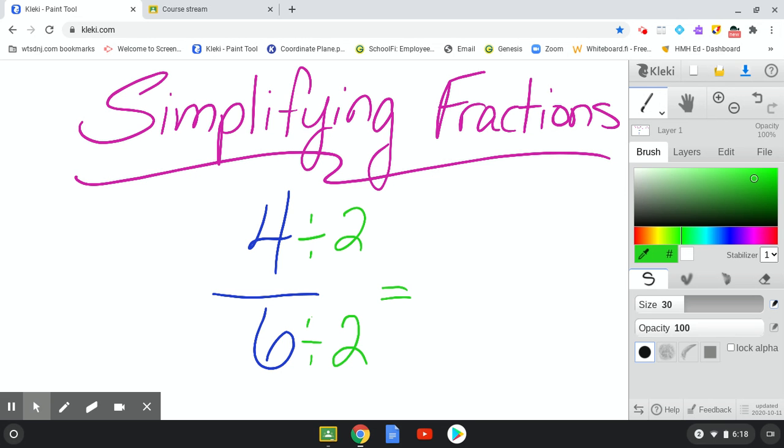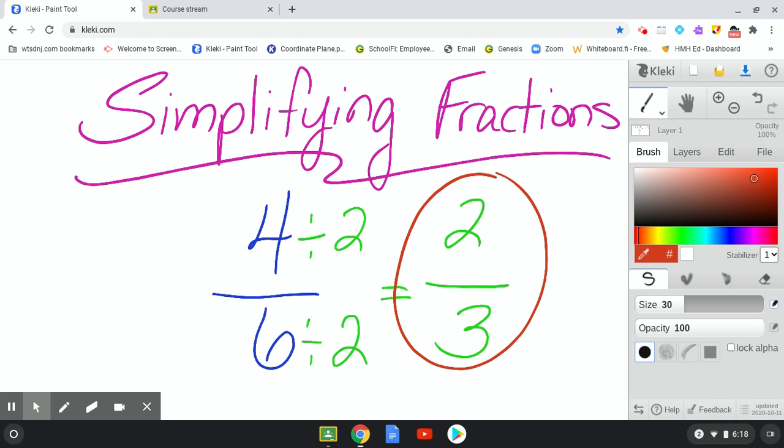So now 4 divided by 2, or 2 times what gives you 4, and that's 2, and 6 divided by 2, or 2 times what gives you 6, and that's 3. Now 2/3 cannot be simplified any further, so 2/3 is in simplest form already. All right, let's try another one.